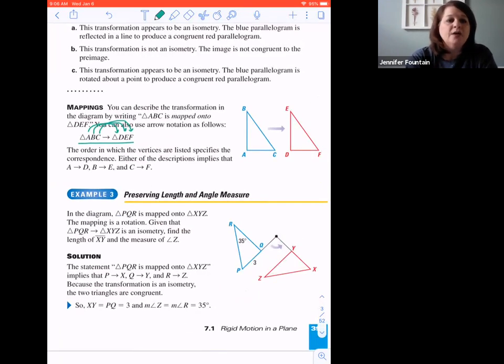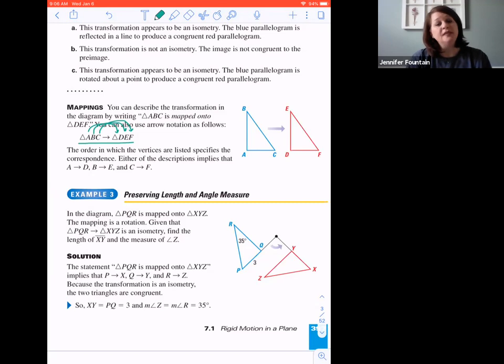So our next blank says in a plane, an isometry is a transformation that maps every segment to a congruent segment. Blank is a transformation of a pre-image onto another congruent or similar image. So that word there is mapping. Okay, mapping.